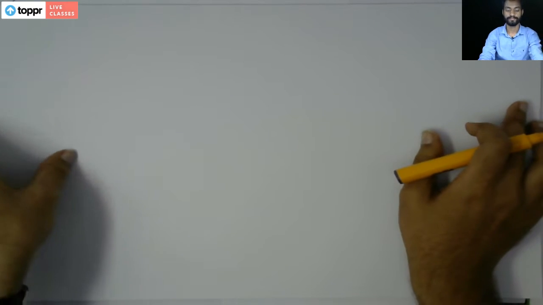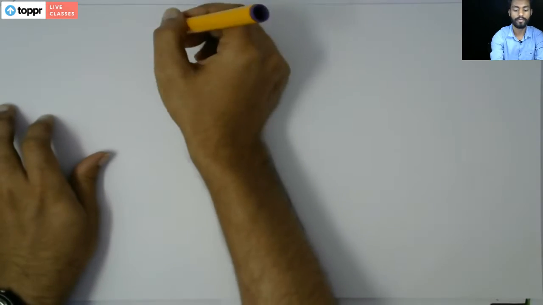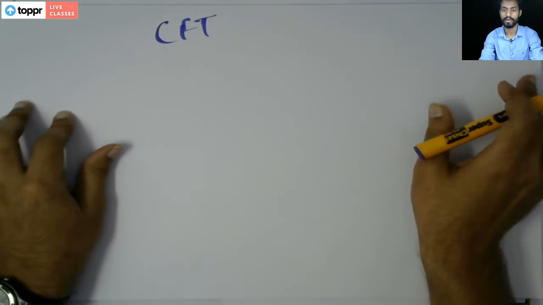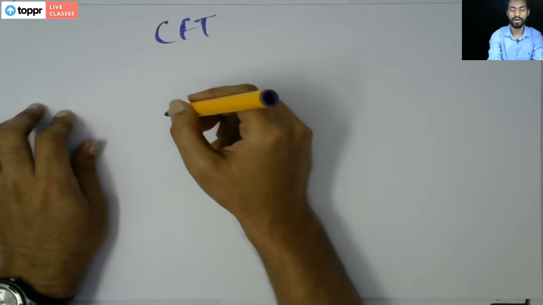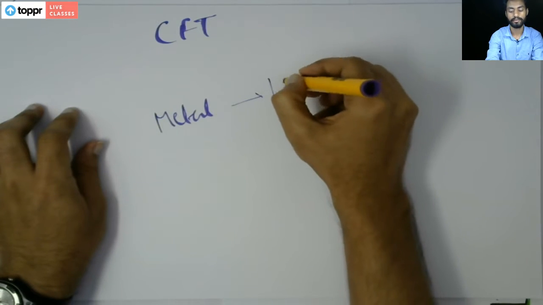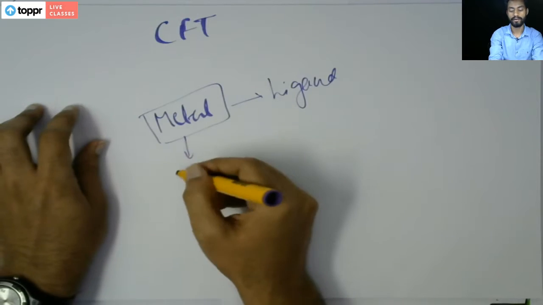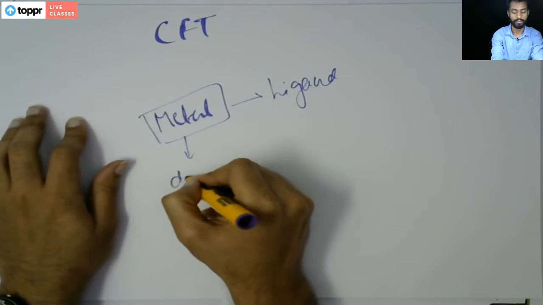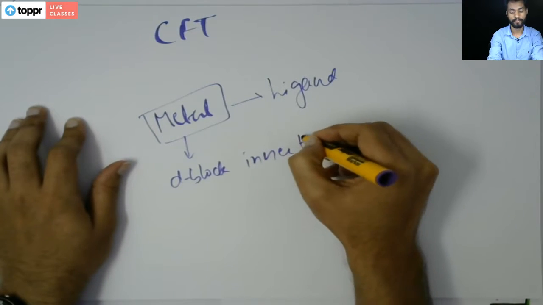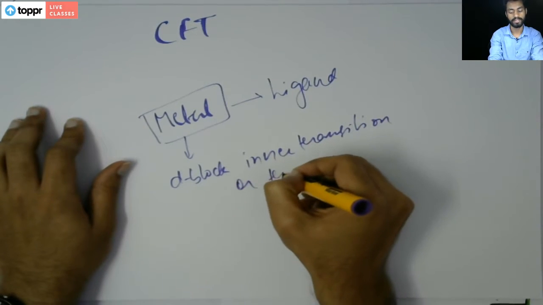Hello friends, today we are going to learn crystal field theory in coordination compounds. So let's start with CFT, in short crystal field theory. Basically we have learned in coordination compounds, metal combines with a ligand. So these metals are majorly elements of the d block, called inner transition or transition elements.